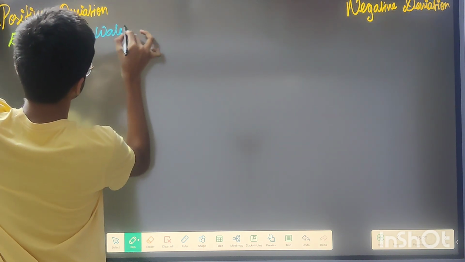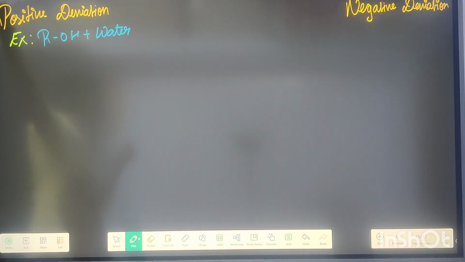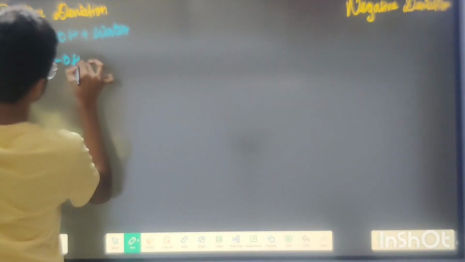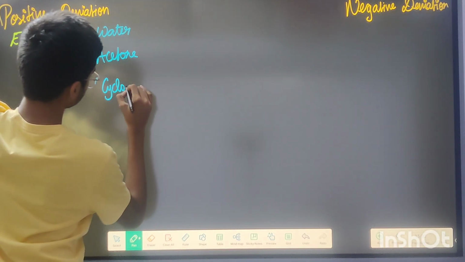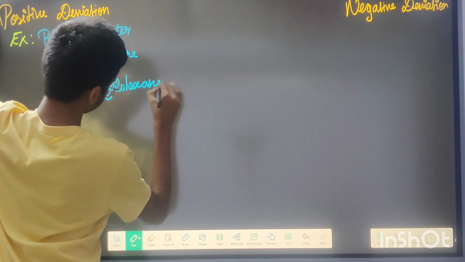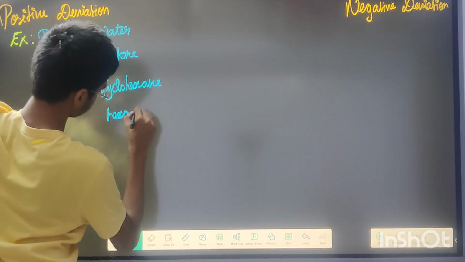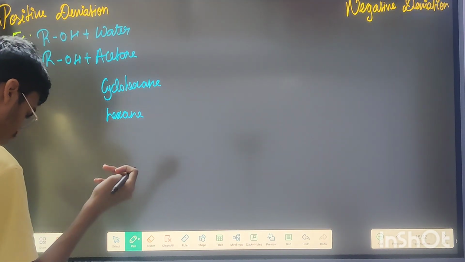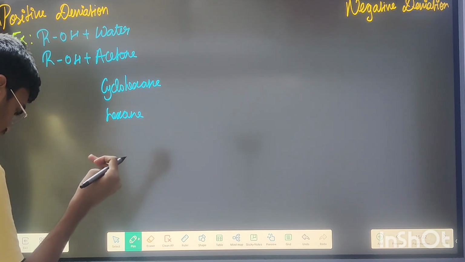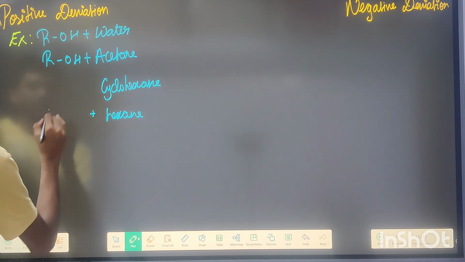Okay, so this one's examples are going to be, as I said, alcohol plus water, or else also alcohol plus acetone. Then cyclohexane and hexane. What you can do? Cyclohexane and then hexane.